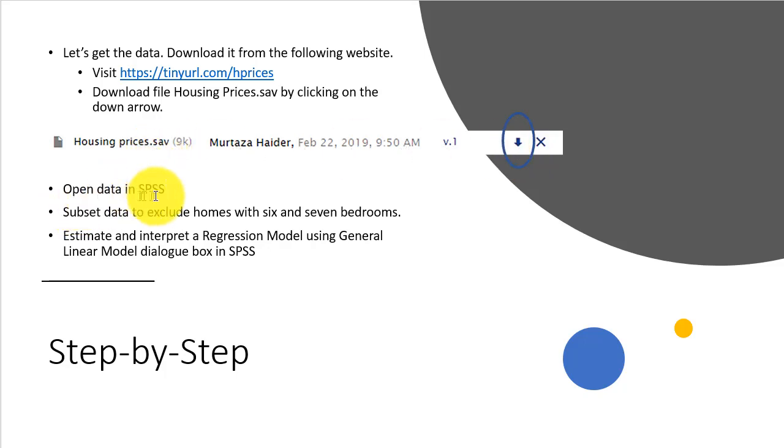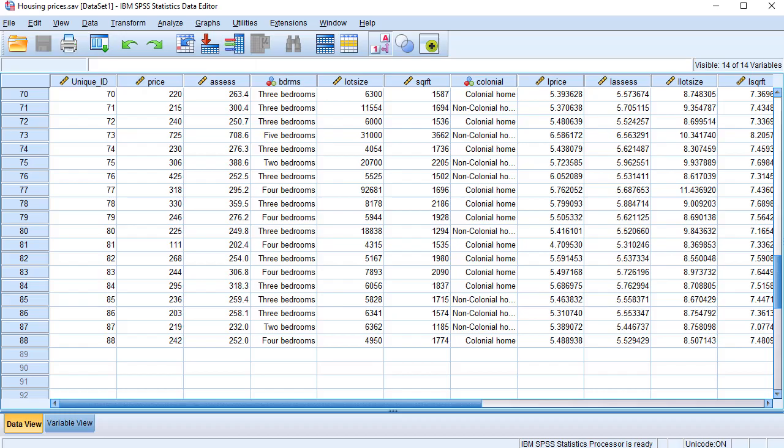You can open the file in SPSS, subset the data so that we exclude 6 and 7 bedroom units because there are only 2, and then we estimate and interpret a regression model using the general linear model dialog box in SPSS. I will illustrate this in SPSS now. Now we are looking at our data set in SPSS. Notice that we have other variables that we will not be using, but they are there for us.